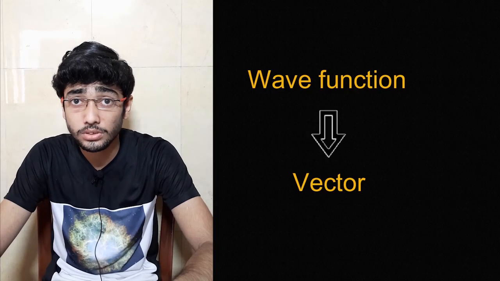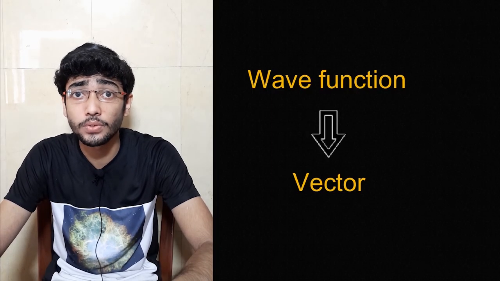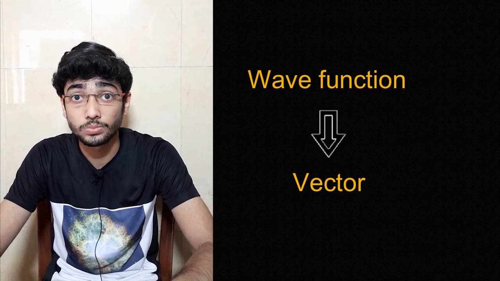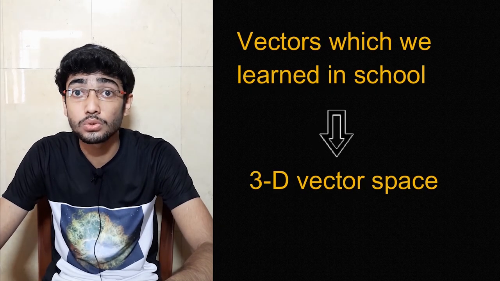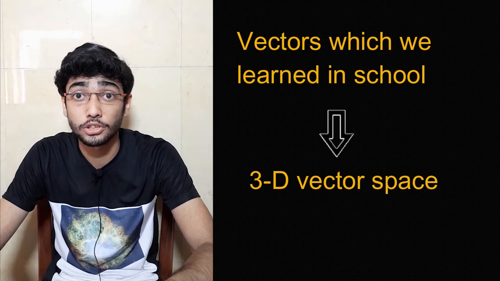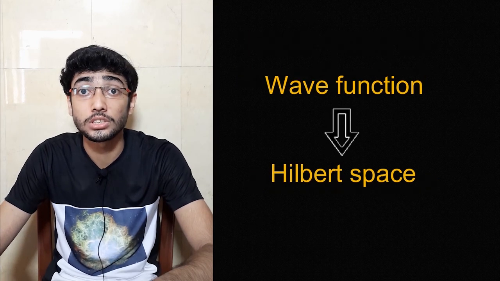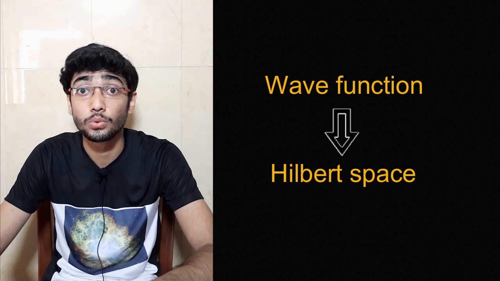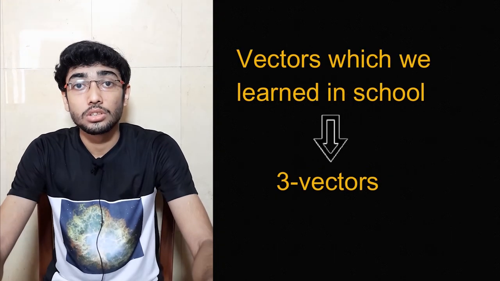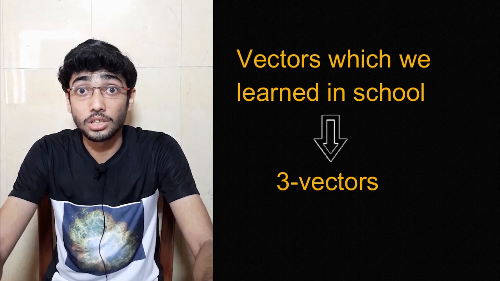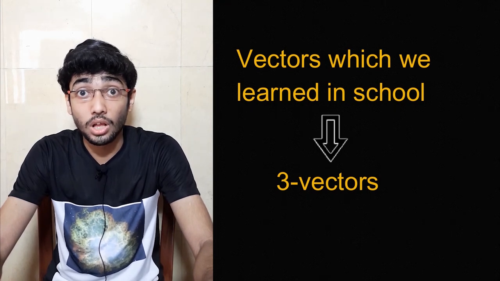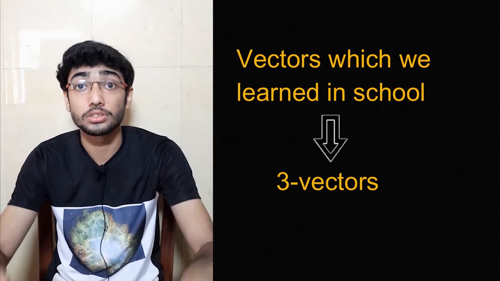First of all, the wave function is a vector, but it's a little bit different from the ones which we learned in school. The vectors which we learned in school are in the known three-dimensional vector space, but the wave function is a vector in an infinite-dimensional abstract mathematical vector space known as Hilbert space. In this video, whenever I have to refer to the vectors which we learned in school, I will use the term three vectors.